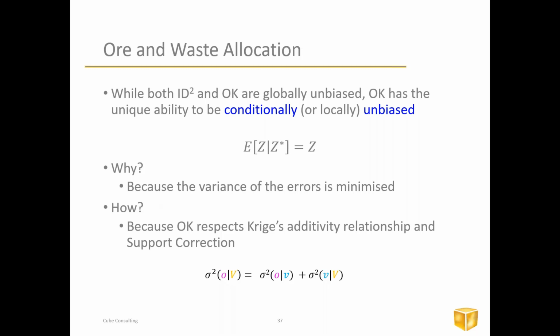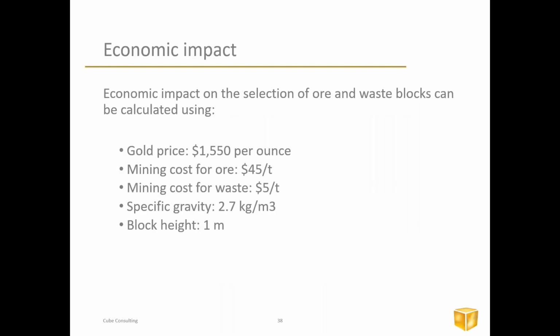So what's going to be the economic impact of all this? So again, very similar to before. We're going to apply some costs, gold prices, the cost of mining ore, mining waste, bench height, density, etc. And then we're going to have a look at how much these allocation errors cost in both cases.